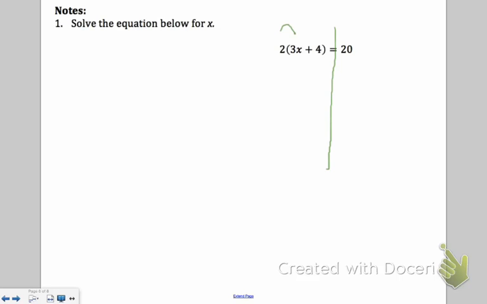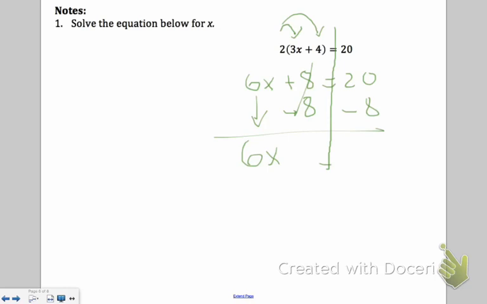So the first thing we're going to do is distribute positive 2, and when you're distributing, you're multiplying the 2 to each term on the inside. So we have 6x plus 8 is equal to 20. So now this is just turned into a two-step equation, and we are one step closer to getting x. So the first thing I want to do is eliminate my constants. So my constant in this case is 8. I'm going to subtract 8 on both sides and bring down the terms that I have left. So I only have a 6x on the left, and 20 minus 8 gives me 12.